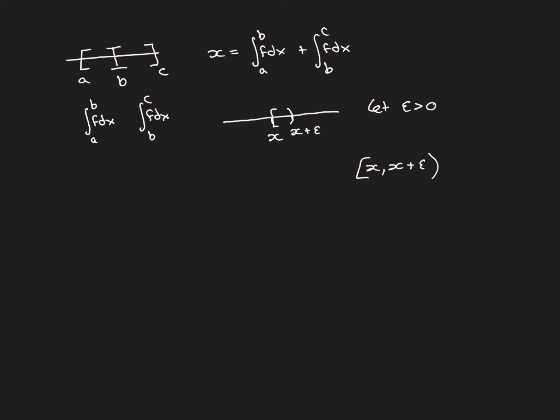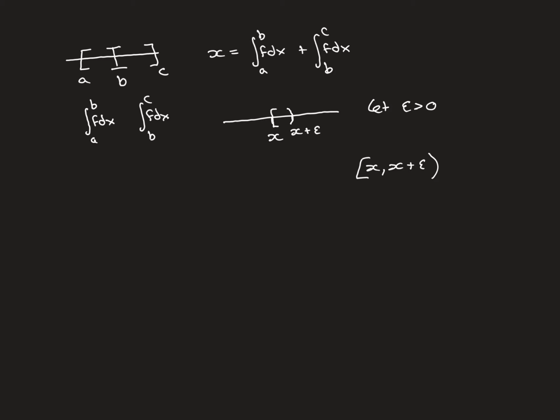So my aim is to then show that for any epsilon greater than 0, there is an upper Riemann sum inside this interval x to x plus epsilon. Now, how am I going to do this? Why, I'm going to use the fact that the function is Riemann integrable over the interval ab, and that it's Riemann integrable over the interval bc, and that these are those values for the integrals.